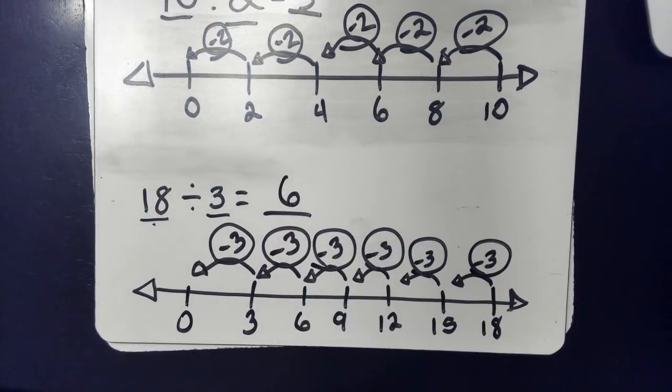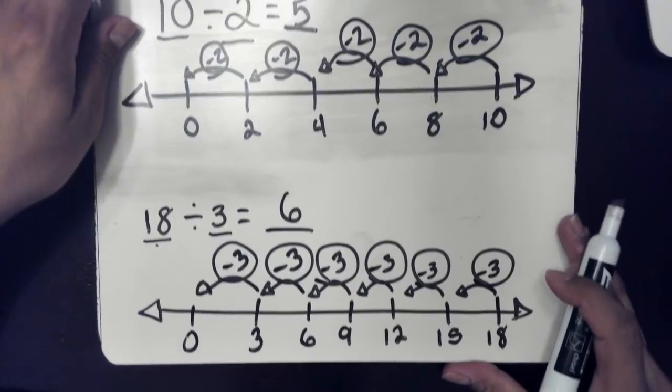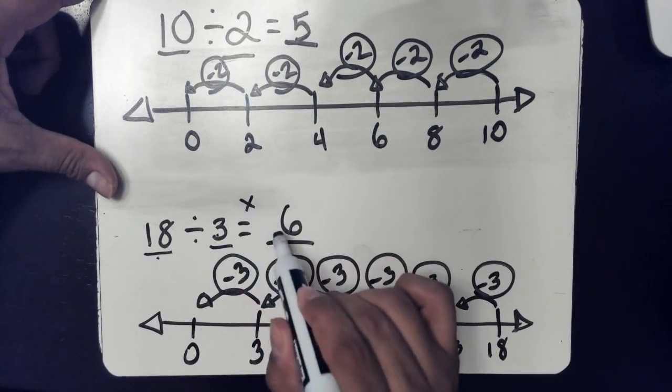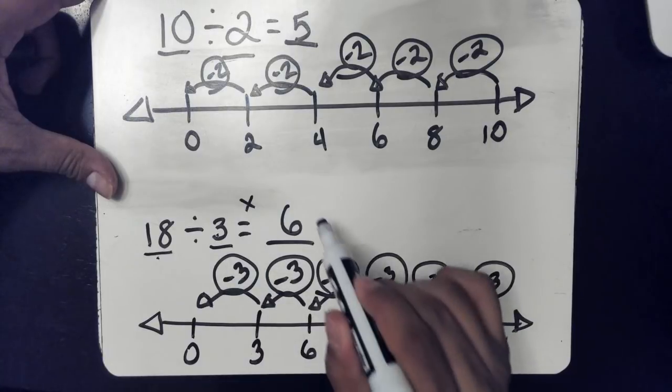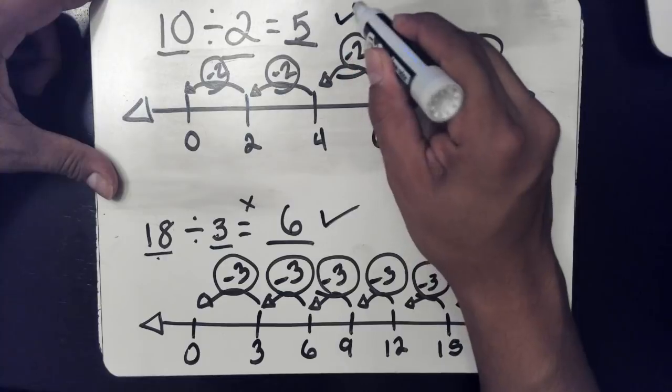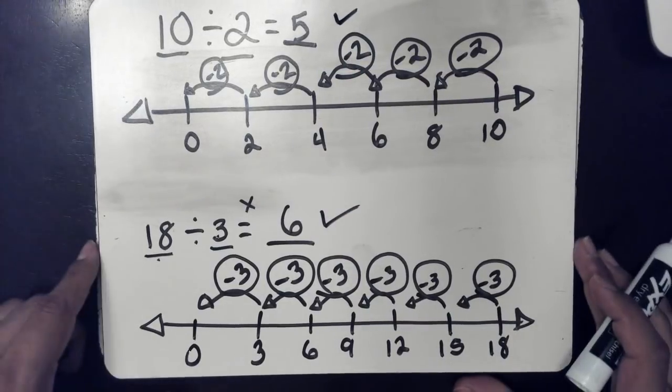Quotient is 6. Now remember, you can always check your answers by multiplying. 3 times 6 is 18, so I know that's correct. 2 times 5 is 10, so I know that's correct.